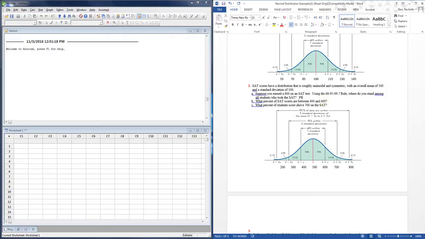So you're in what's called percentile 84. And usually we do this as a subscript, which just represents that you scored better than 84% of all people who took the test.